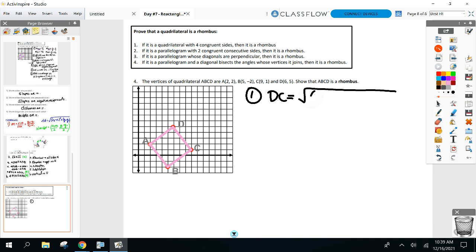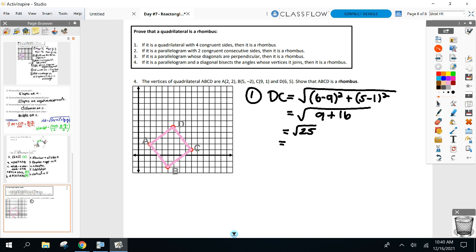This is where I need to know the formulas, right? So x coordinates of D and C are 6 minus 9, all squared, plus y coordinates subtracted, 5 minus 1, all squared. Let's see, what numbers do I get under there? Negative 3 squared is positive 9, plus 5 minus 1 squared is 16. Square root of 25. Now this one's a nice one, right? Because what's it going to equal?